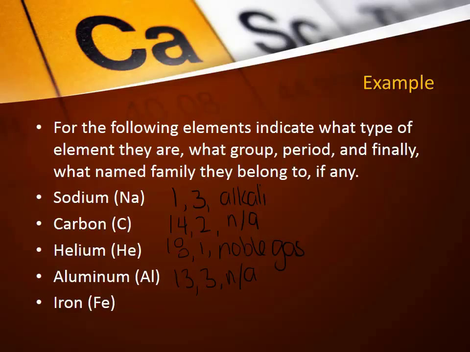Iron is, hang on, my periodic table fell asleep. And by that I mean, well, my phone. This is in our 8th group. It is in the 4th period. It's our 4th row down. And it does not have any named family with it. So there you go. That's how we use our periodic table.